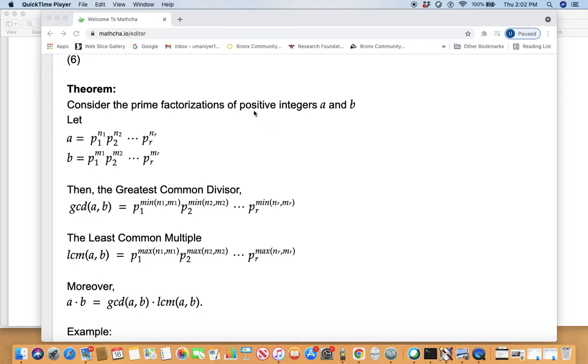Consider prime factorizations of positive integers a and b. Let a equals p1 to the power n1, p2 to the power n2, and so on, pr to the power nr, where these pi's are primes, and the n's are the powers of the primes in the factorization of a. Likewise, find a factorization of b, with p1, p2, and so on. So notice I'm saying there are the same number of primes. Well, that's easy to do. If any prime is missing, I just give it power 0. So I'm allowing powers to be greater than or equal to 0.